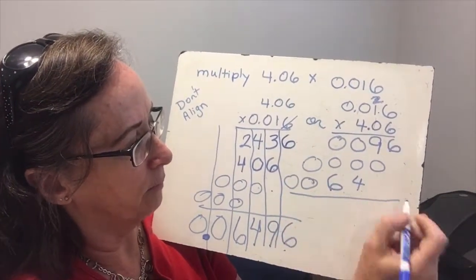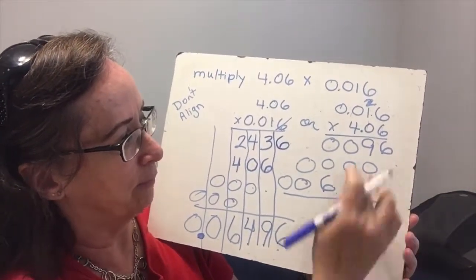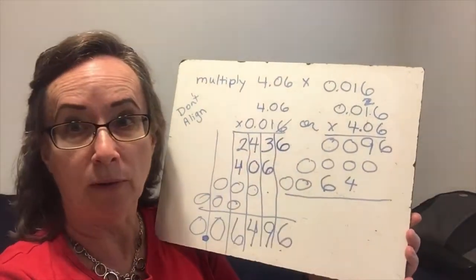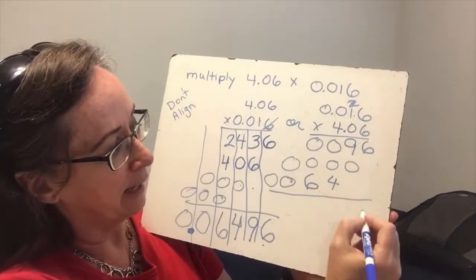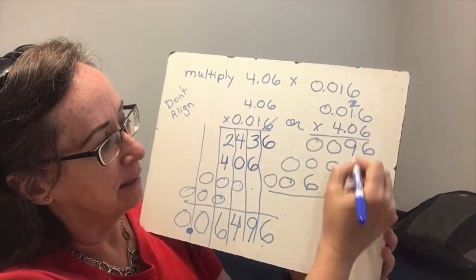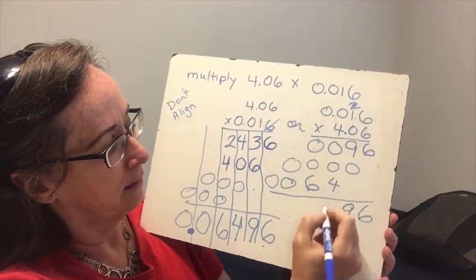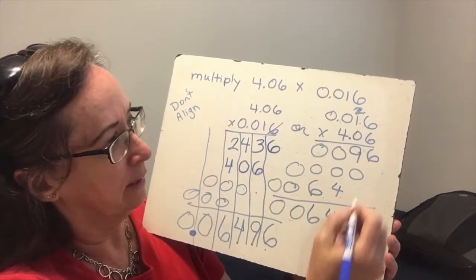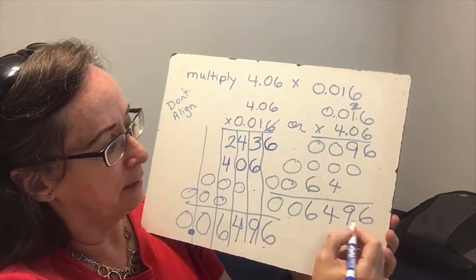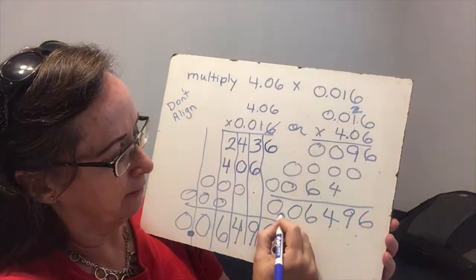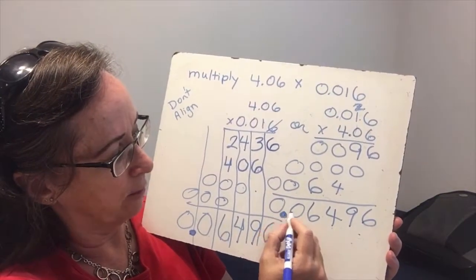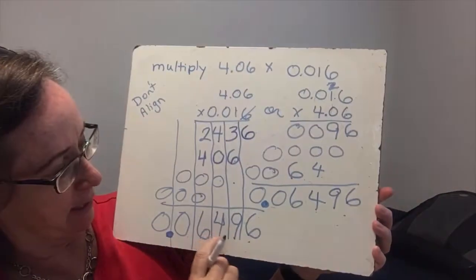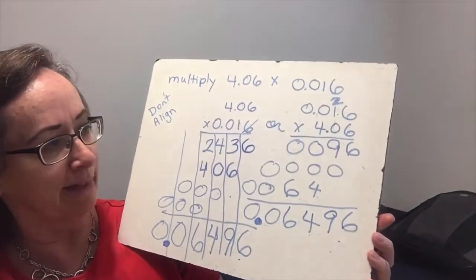So now, when we add them up, we've got 6. We've only got 3 partial products, whereas over here we had 4 partial products. So we end up with 6, 9, 4, 6, 0, 0, and 1, 2, 3, 4, 5 decimal places: 0.06496. 0.06496. So look at that.